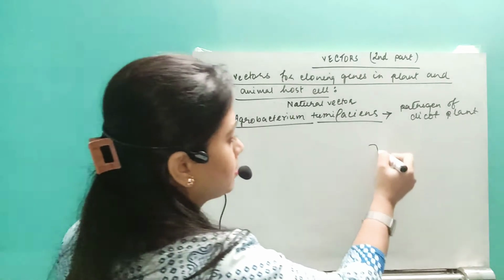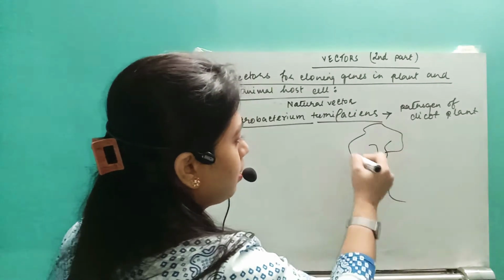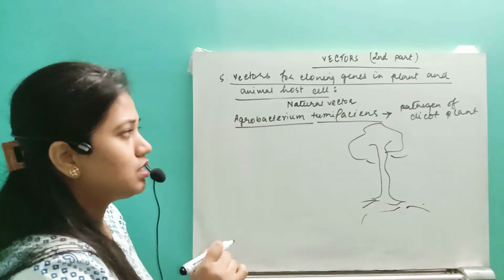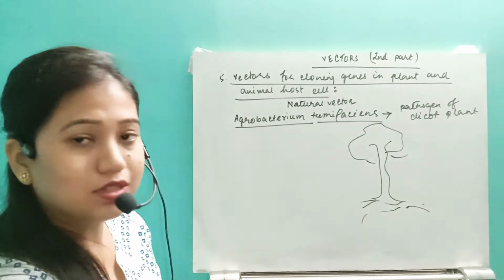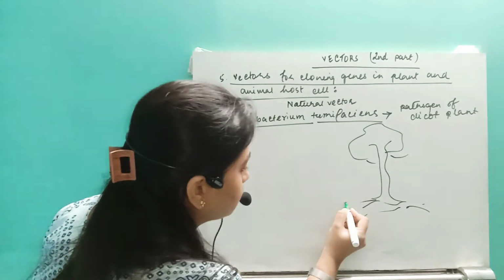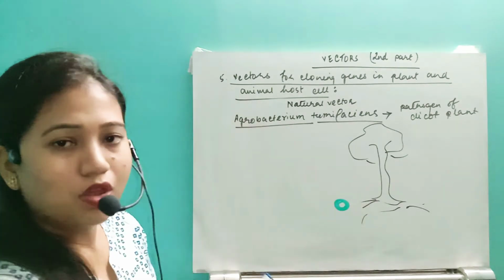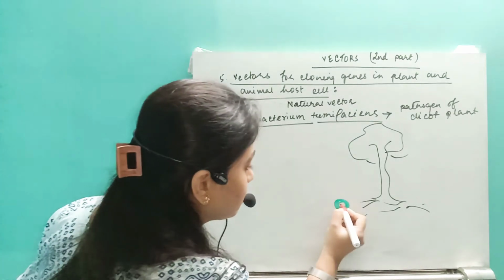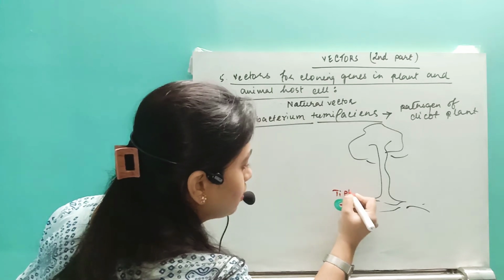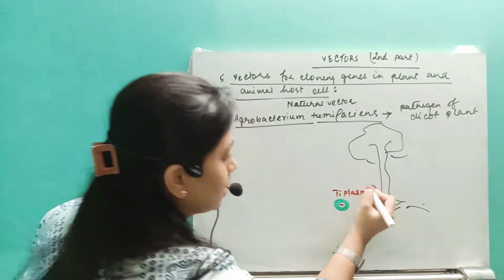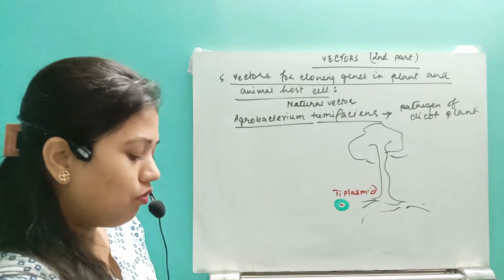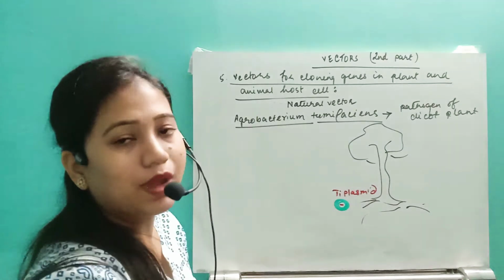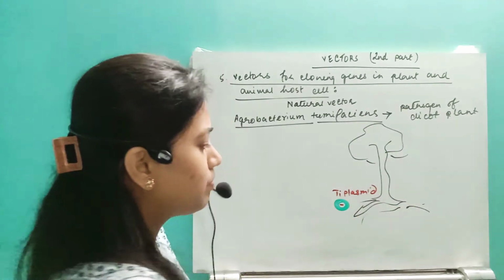Suppose you take this example. This is the plant, and this is the root. Now this Agrobacterium tumefaciens is one pathogen. Suppose this is the pathogen. In this pathogen there is one gene, known as the Ti gene, or the Ti plasmid. Now, whenever the root of the dicot plant is affected by this pathogen, then what happens?